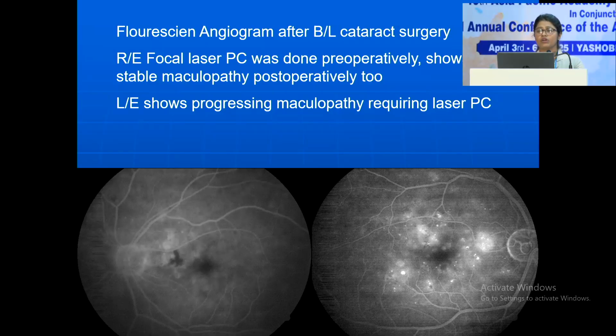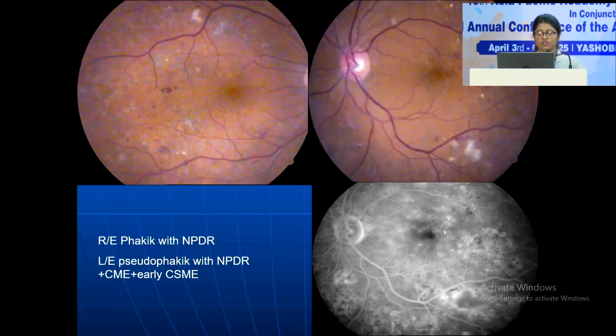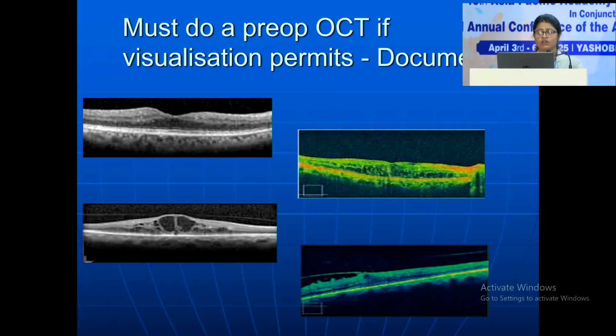Fluorescein angiogram after bilateral cataract surgery: in the right eye, focal laser photocoagulation was done preoperatively and shows stable maculopathy postoperatively too. While in the left eye, it shows progressive maculopathy requiring laser photocoagulation. Here the right eye is phakic with NPDR, while the left eye is pseudophakic with NPDR with CME and early CSME.